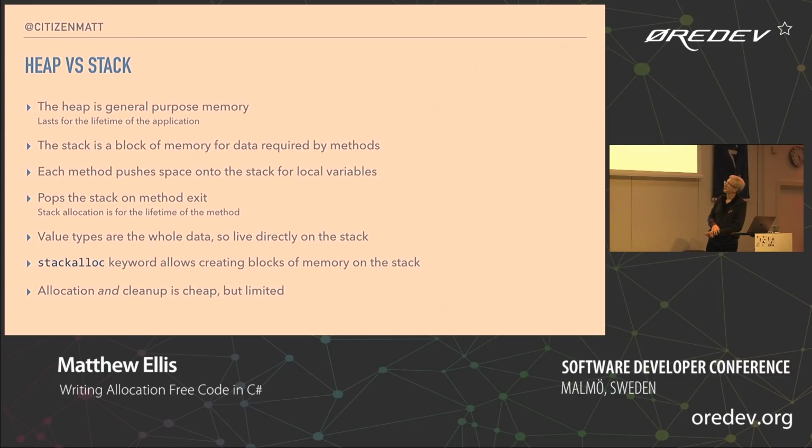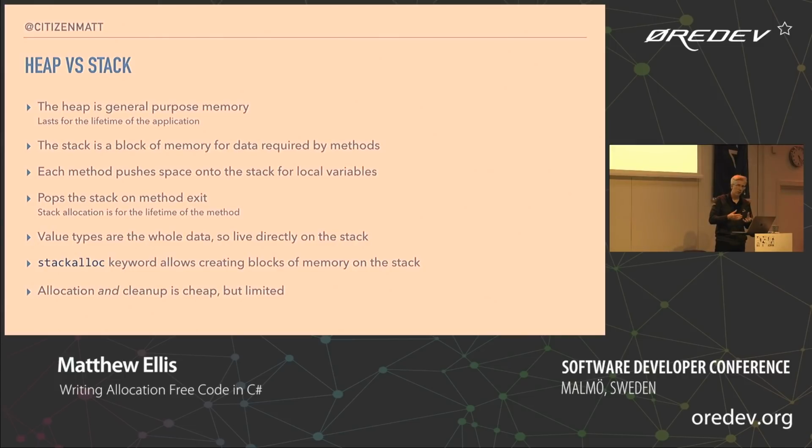And so high-level view really is a heap is general purpose memory. You can just think of it as somewhere you can put your objects, and they just live. And the big difference really here is that this can last for the lifetime of the application. So you allocate something, it lives in the heap, and as long as something's using it, it can stay around for the lifetime of the application.